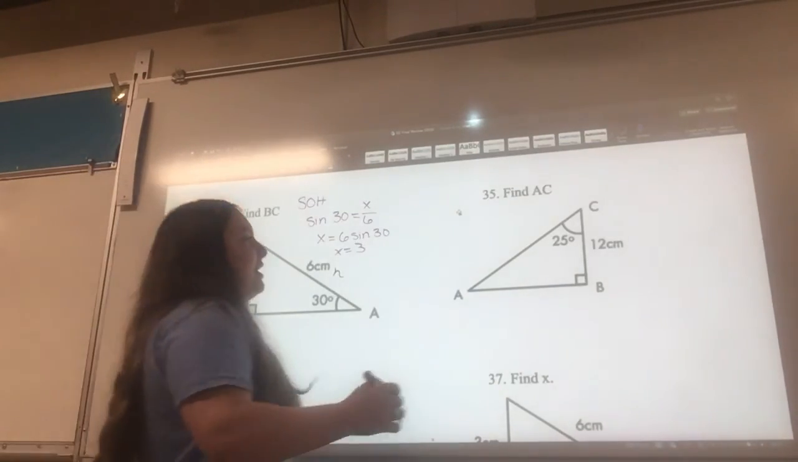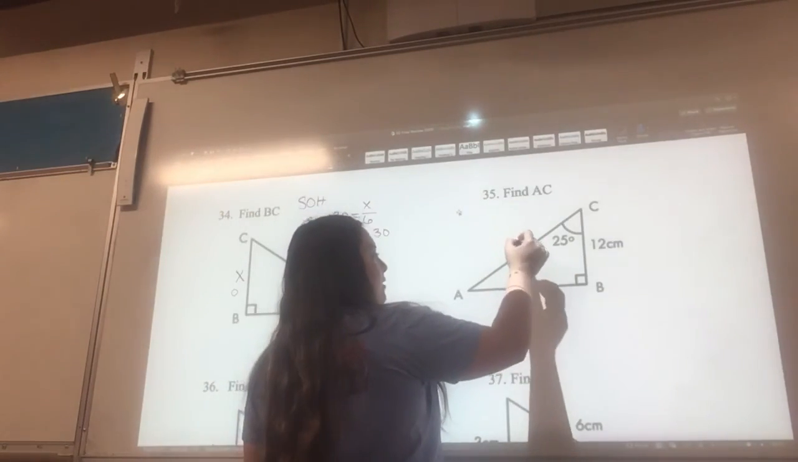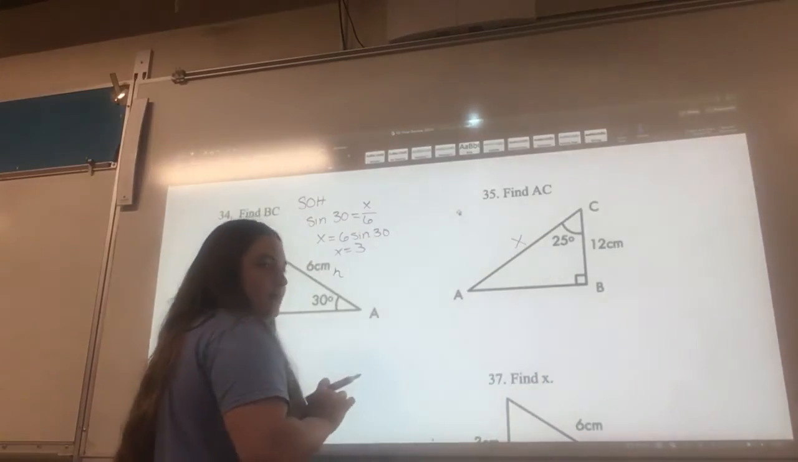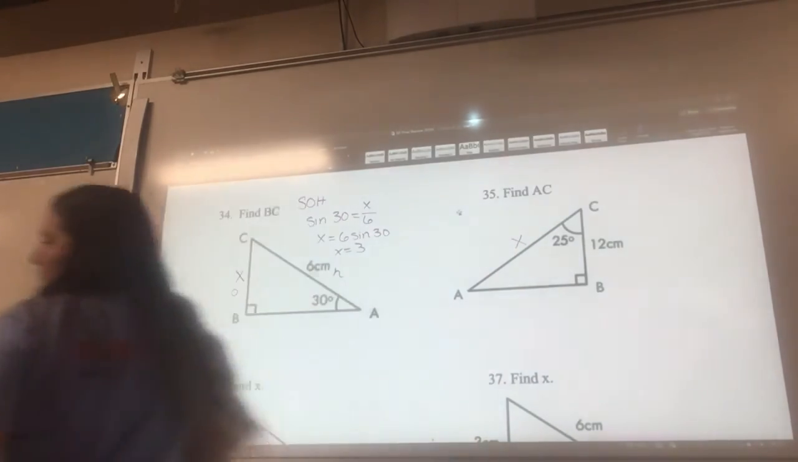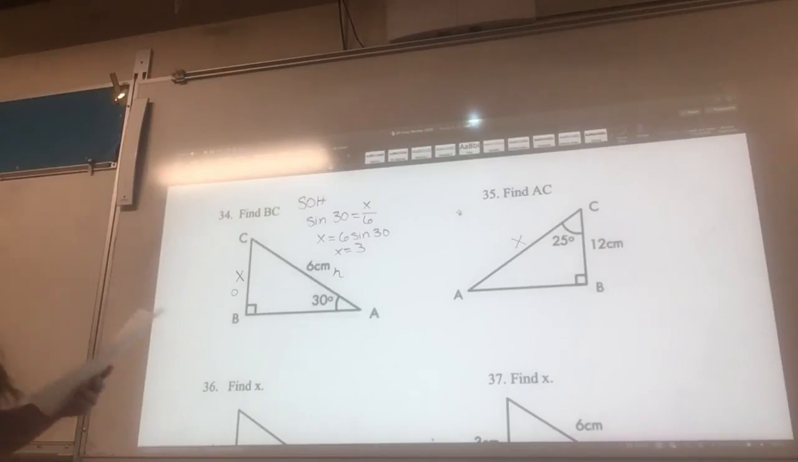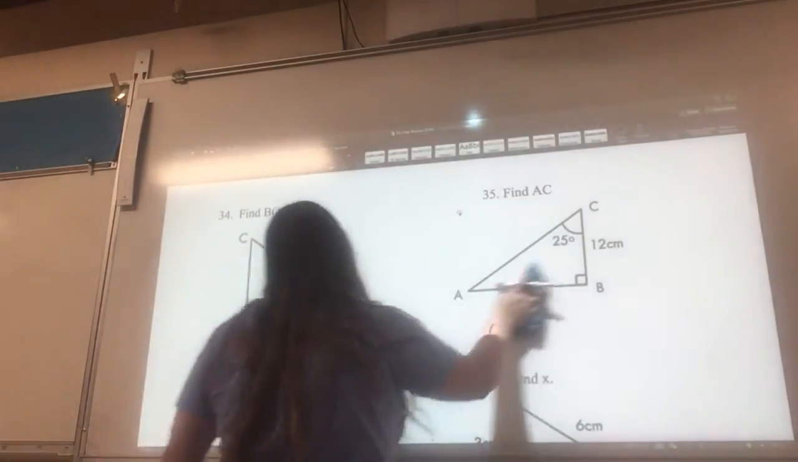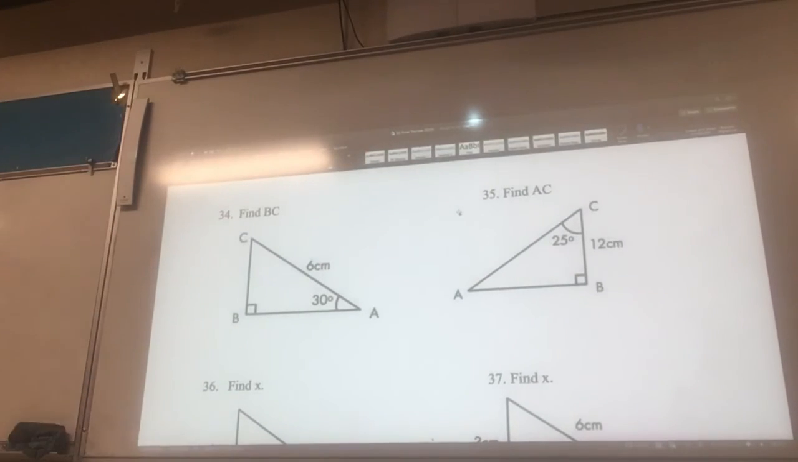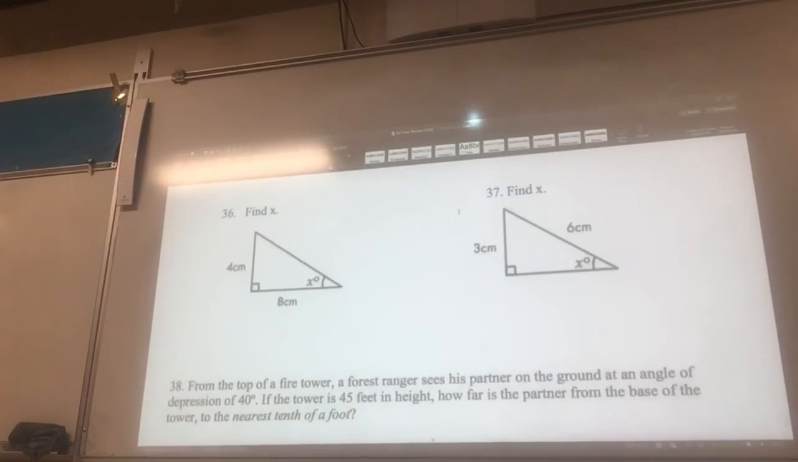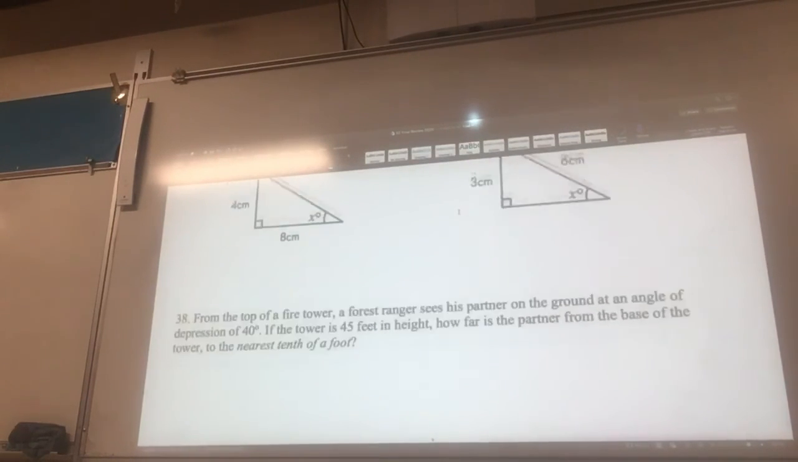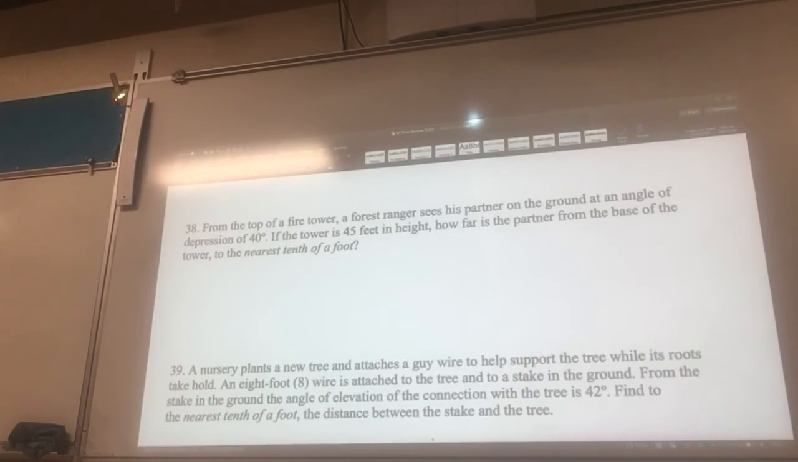This one says find AC. I'm not going to do it for you, but you are looking for this x, okay? The other two are inverses, so make sure you remember how to do those. That was the last lesson of the unit. So these two are inverses. You'll be fine. And the last two here are word problems.